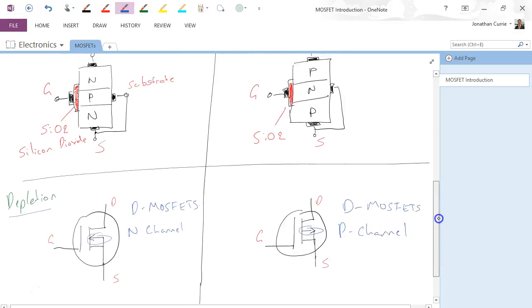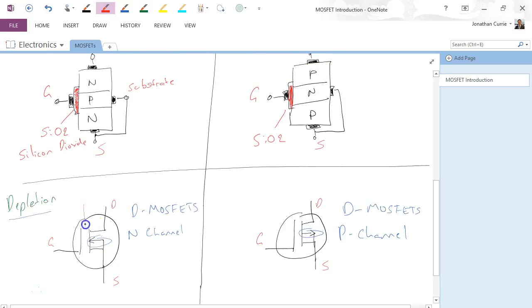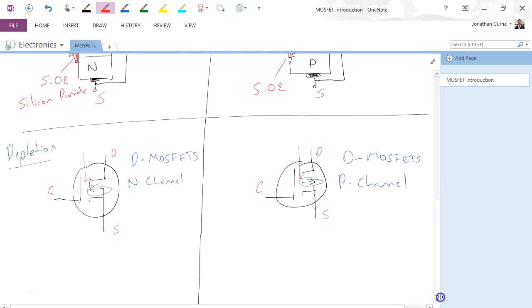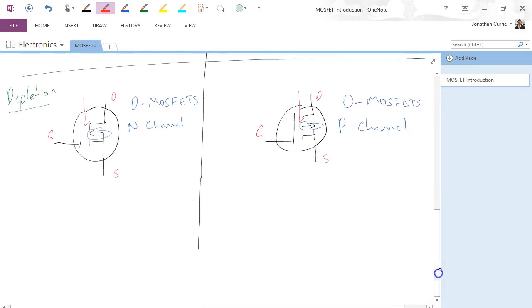The other interesting thing to note about these symbols is this gap here, which looks like a break, and that's in reality what's happened. It's an insulating layer, so there is no electrical connection between that. In fact, it's physically separated as well. So we can see that in the symbol.